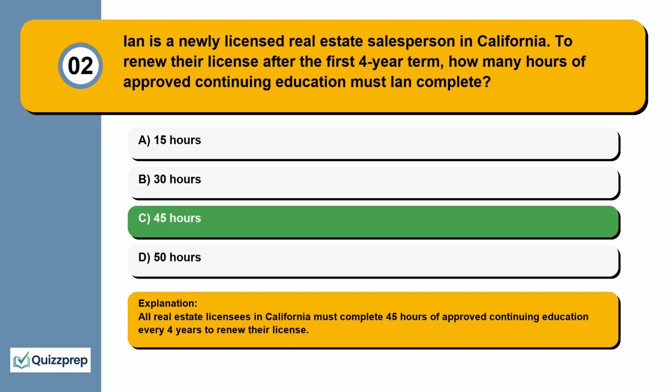All real estate licensees in California must complete 45 hours of approved continuing education every 4 years to renew their license.